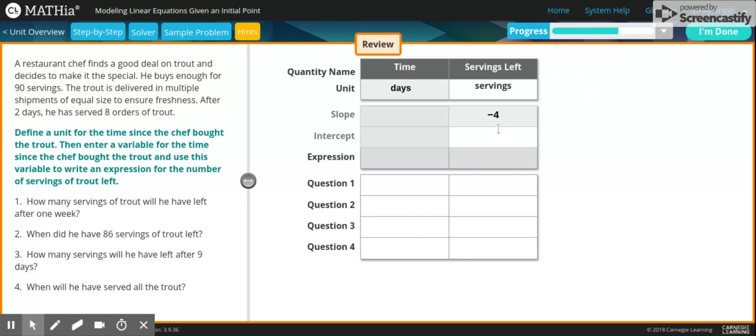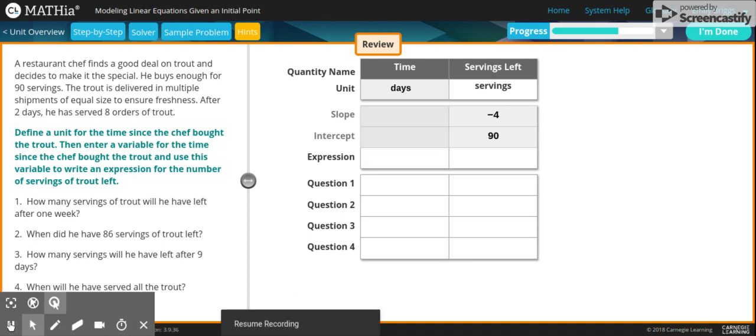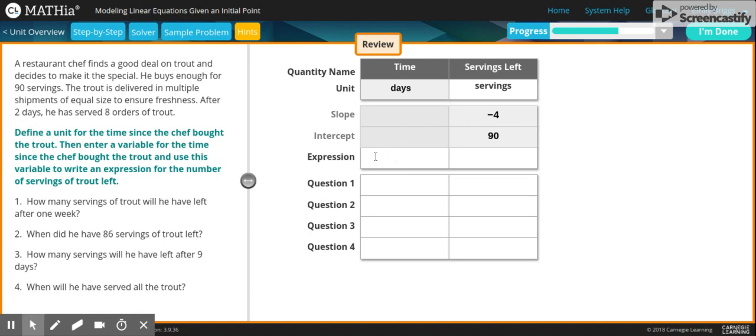So then you have to find your intercept as well. So the answer is 90 because your x-intercept is going to be 90, and then your y-intercept is going to be -4. So as an expression, I'm going to use d. So when you write any expression, you multiply the slope times your expression plus 90.